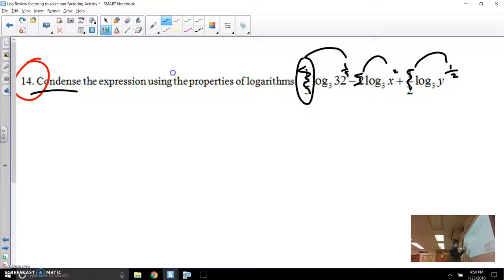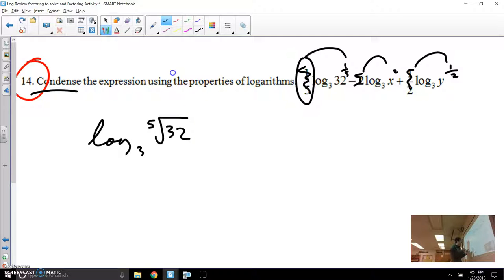So what I have is log base 3. And just like the 1/2 power is the square root, the 1/5 power is the 5th root. So technically, that number is the 5th root of 32. Now that number is secretly 2, okay? But maybe for now we'll just leave that here. We'll come back to it, okay?